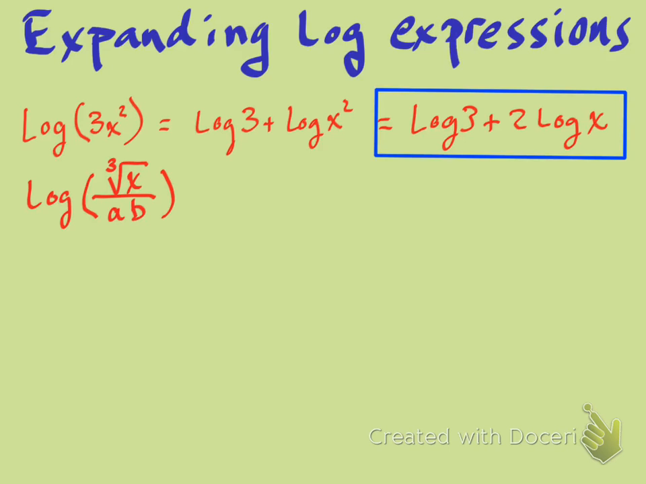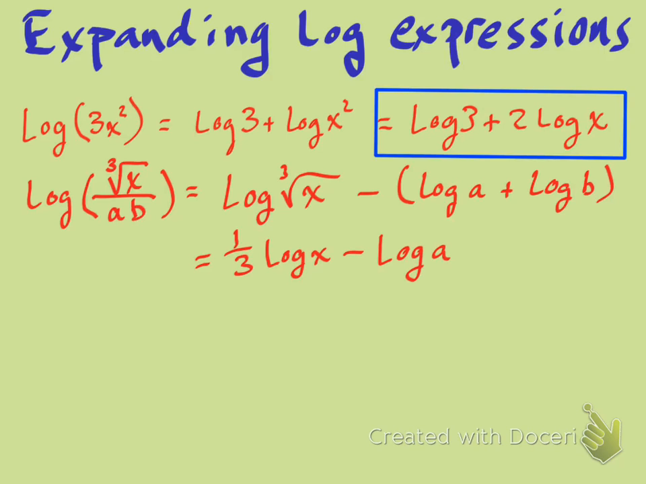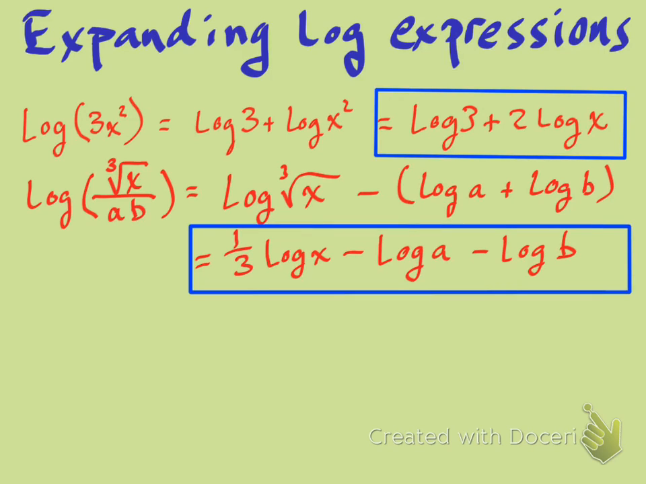Here's a product. This one looks pretty scary there. But first, let's take it in phases, okay? We can use the quotient rule there. Well, I guess we're kind of using the product rule as well. Log of the cube root of x minus the sum of those two logs, log a plus log b. Now, just like the square root could be 1/2, the cube root could be 1/3. So that's 1/3 times the log of x minus log a minus log b. That's one way to write that expansion there.